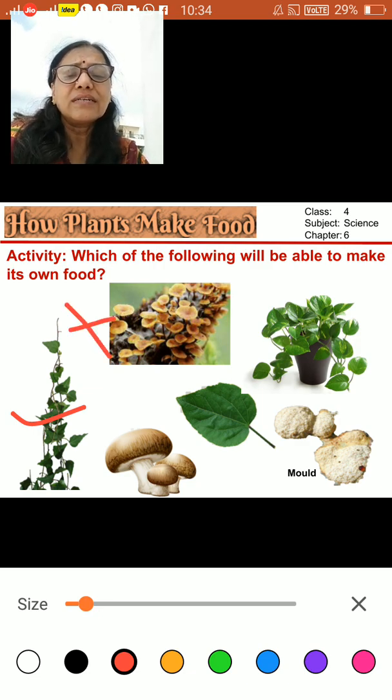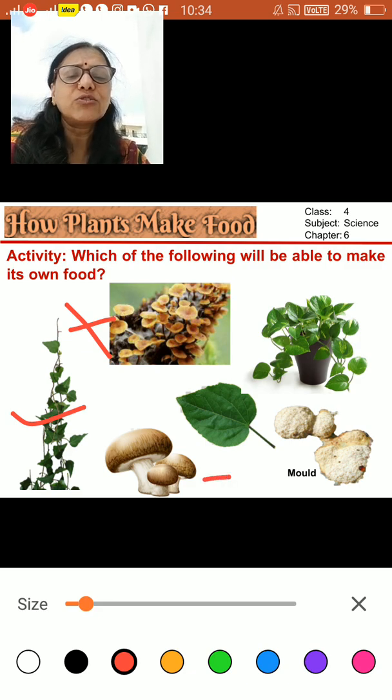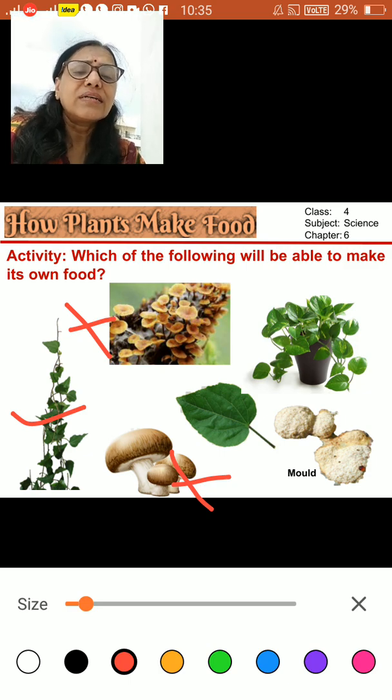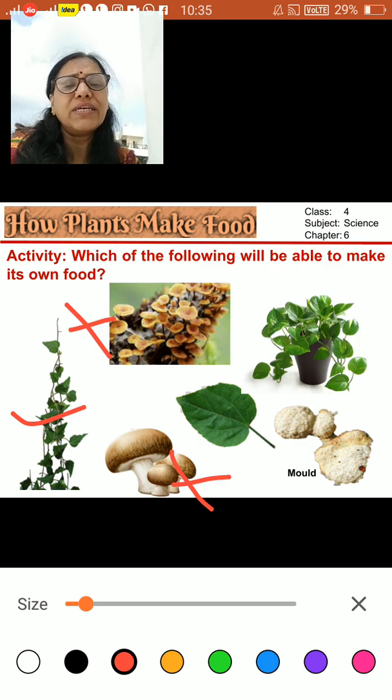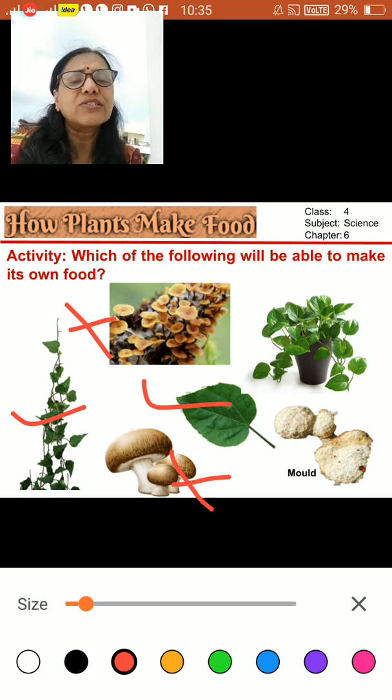Down here, mushrooms are there. They are also non-green plants and will not be able to make their own food. They survive on the things on which they grow, like dead plants, dead animals. So they derive the food from them. Another one is a green leaf. It is green in color, so obviously it will be able to make its own food. So I'll mark it right. Another, here again, mold is there. It is non-green, so it will not be able to make food.